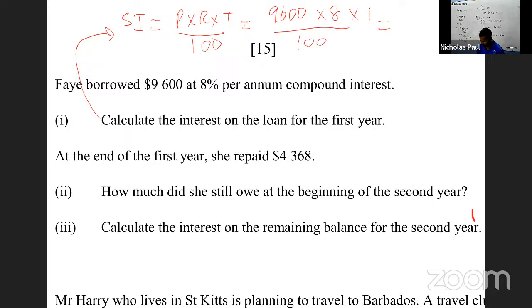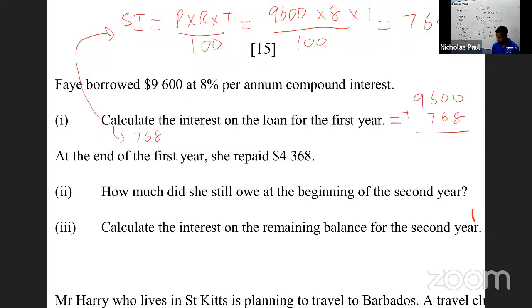How much is that? 768. Okay, so that's the interest. So the interest on the loan is 768. But now, at the end of the first year, how much is she owing before she makes the payment? She's owing 9,600 plus the 768. By the way, the answer for part 1 is simply 768. I'm just building up to answer part 2.